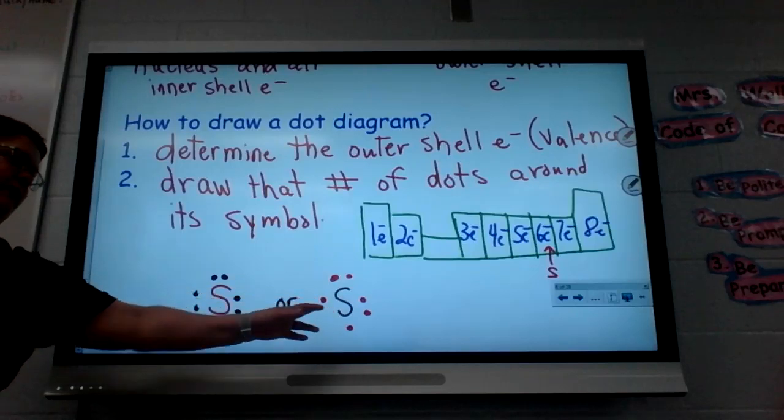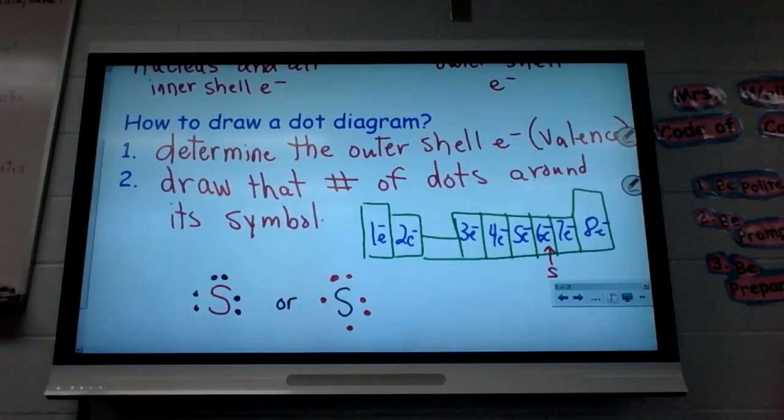This one is correct. This one is not. Okay? For physical science, though, it doesn't matter. Okay? You only have to be able to tell that sulfur has how many electrons? 6. Okay? That's all that's important for our course. It does not matter how it looks, as long as it has 6.